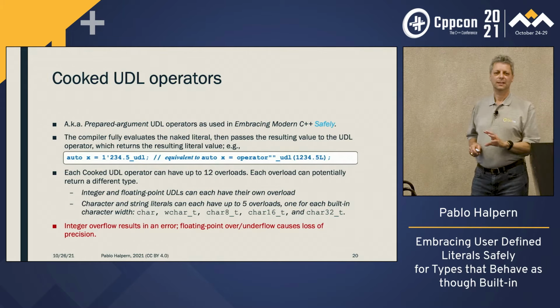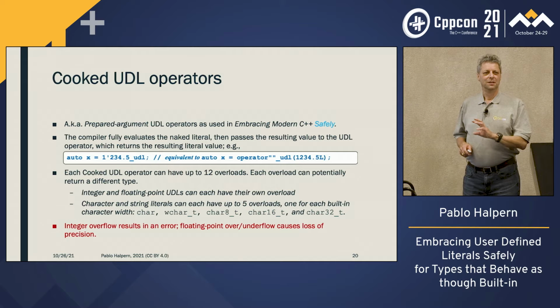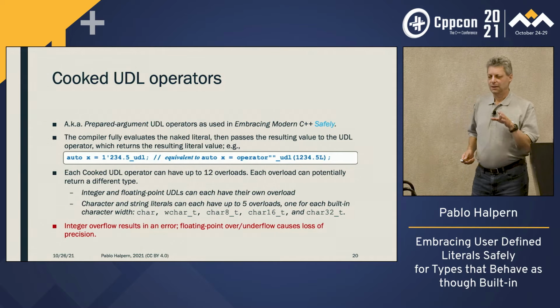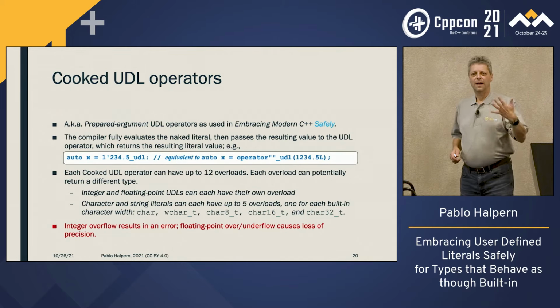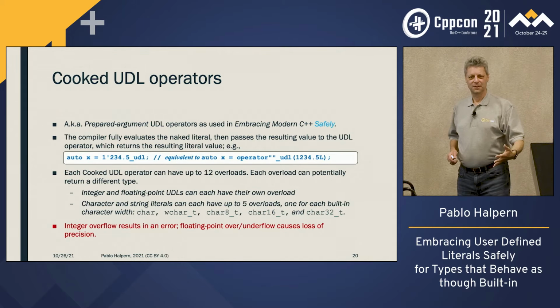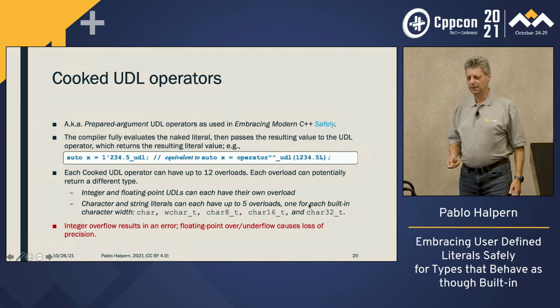There are 12 possible cooked literal overloads for any specific suffix. There's one for a floating point, one for integers. There are 5 for characters, and there are 5 for strings. And the 5 different ones are for the different kinds of character types that we see here.